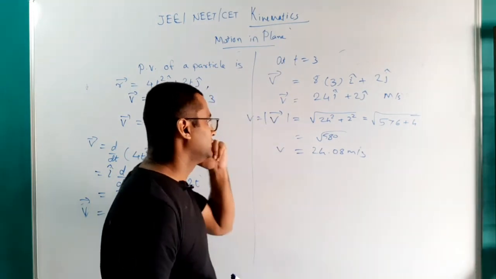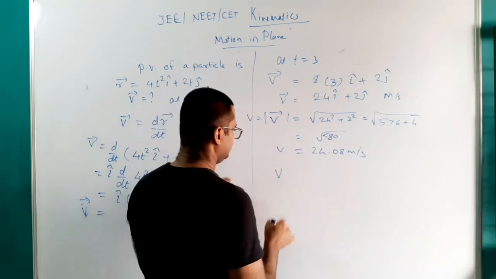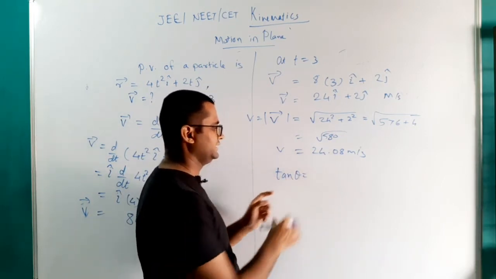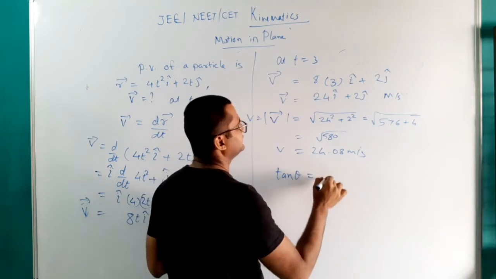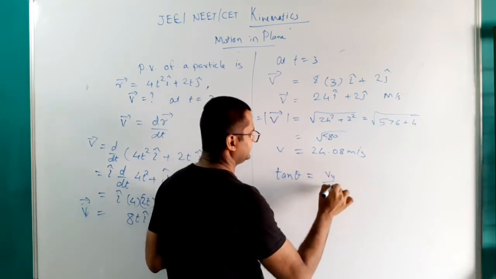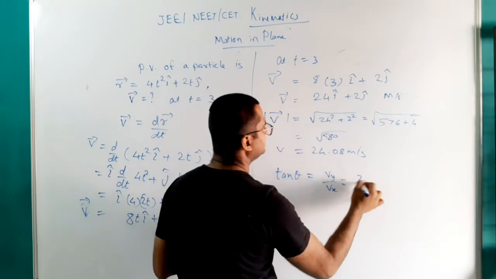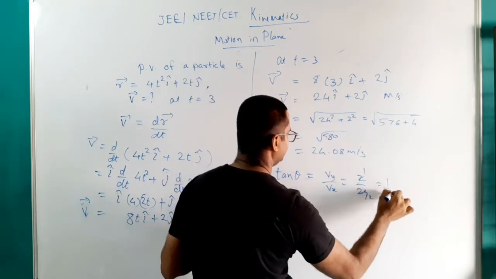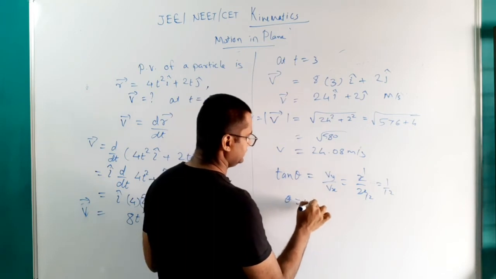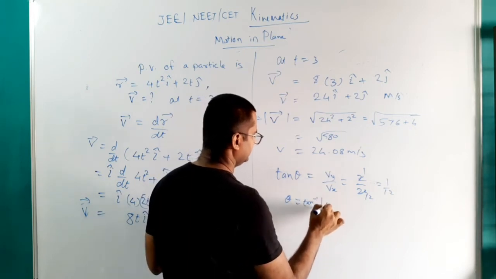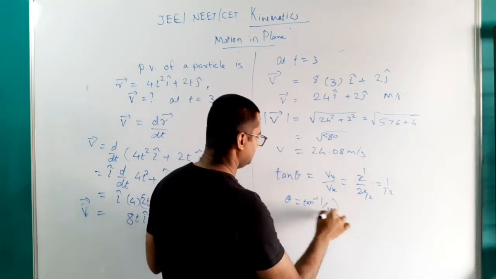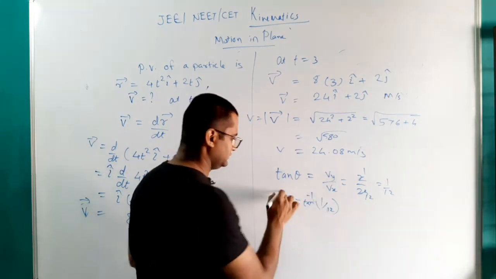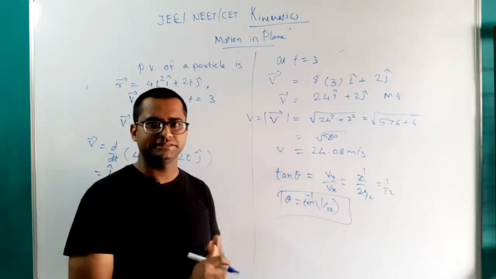Now what will be the direction of the resultant velocity? We know the formula: tan of theta will give you direction, and it is vy upon vx. The y component is 2 by 24, so this will be 1 by 12, so theta will be tan inverse of 1 by 12. If you have a calculator or logbook, you can calculate this. We will not do further calculation, this will be our answer.